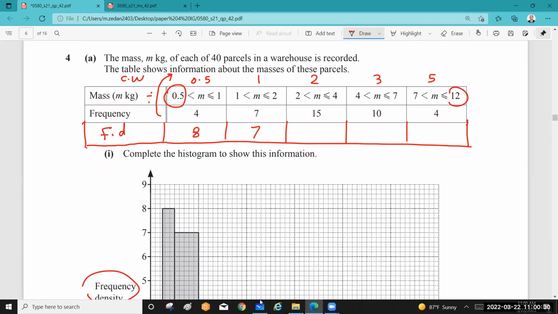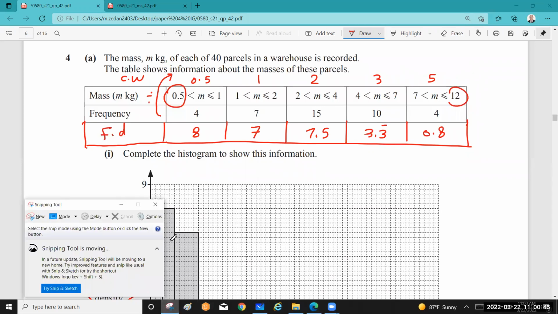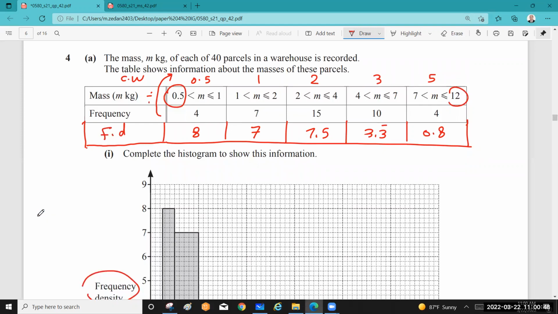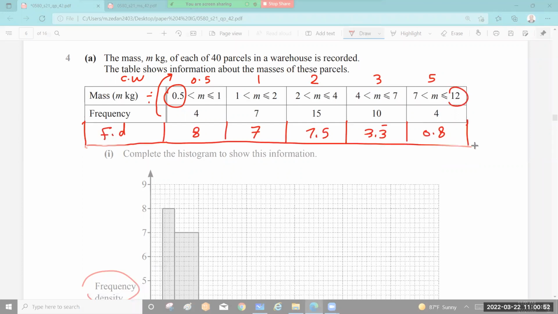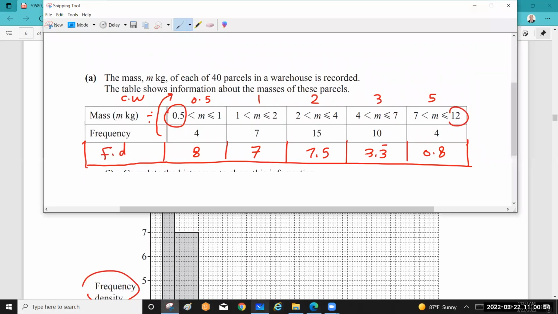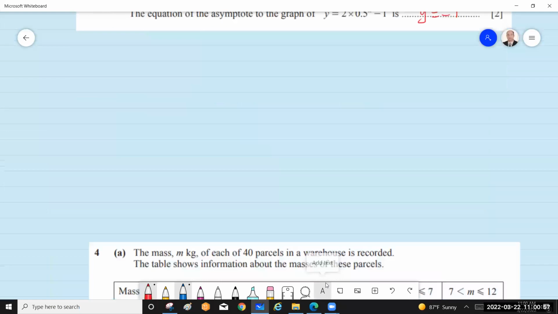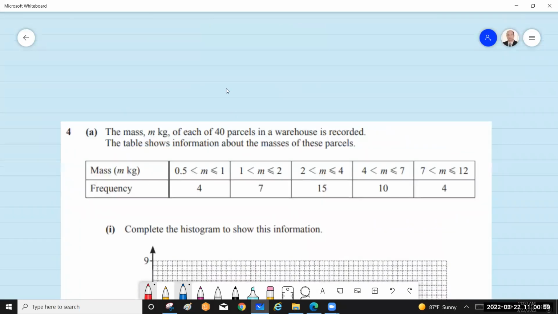7 divided by 1 is 7, 15 divided by 2 is 7.5, 10 divided by 3 is about 3.3, and 4 divided by 5 is 0.8. Okay, you just take these values and try to plot them on the given table here. And if you go to this table here, just copy here. These are the values.